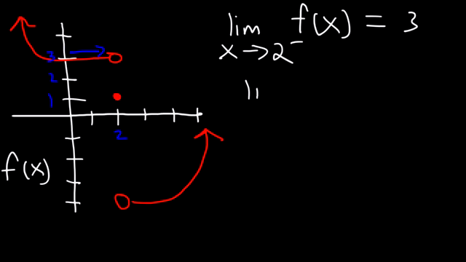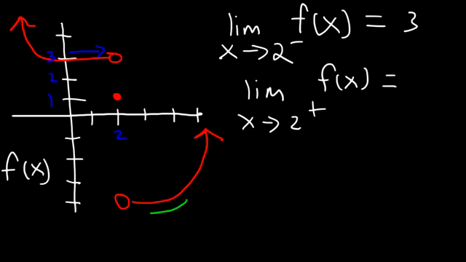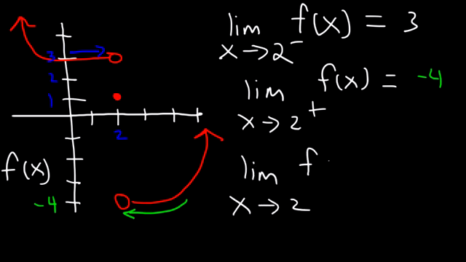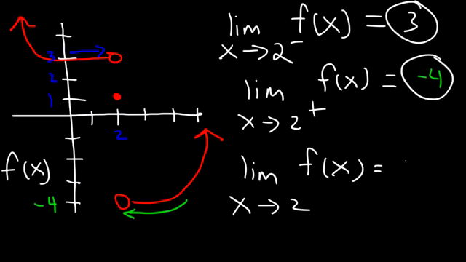Now what is the limit as x approaches 2 from the right side of f of x? Now if we follow the curve from the right side as we approach an x value of 2, notice that the y value is negative 4. Now how about the limit as x approaches 2 from either side? Because the left side and the right side do not match, this limit does not exist.